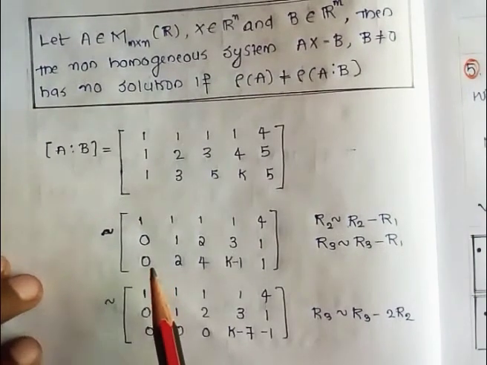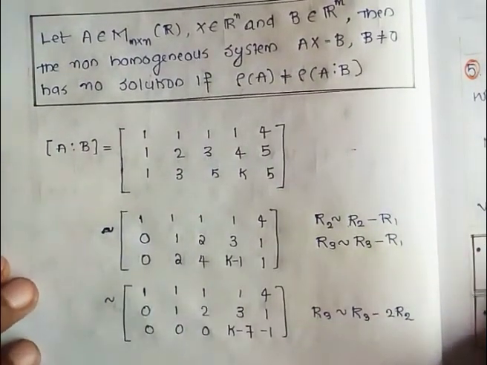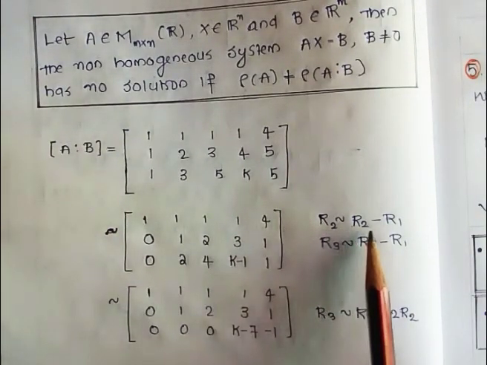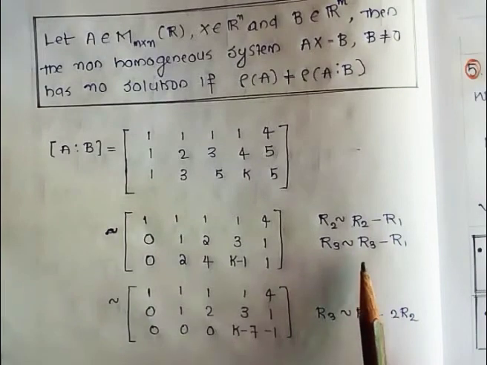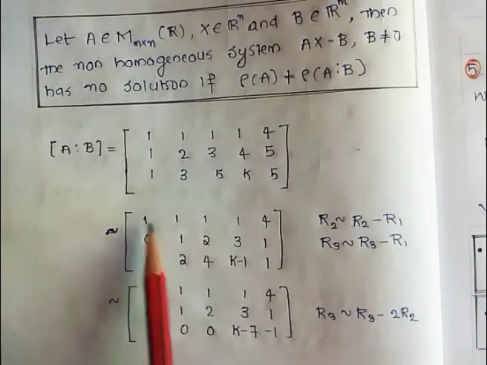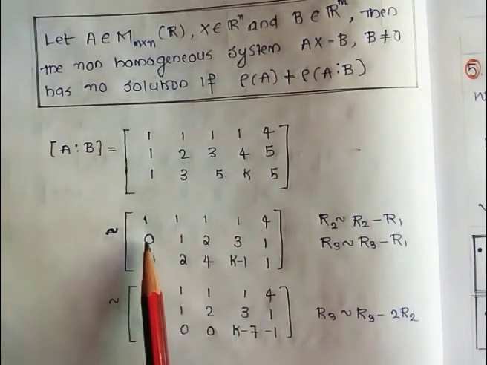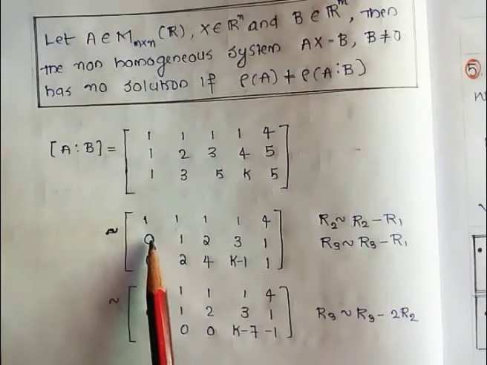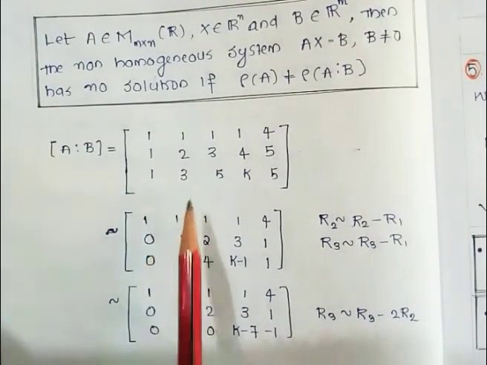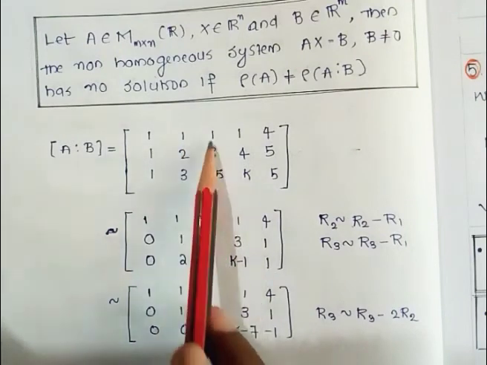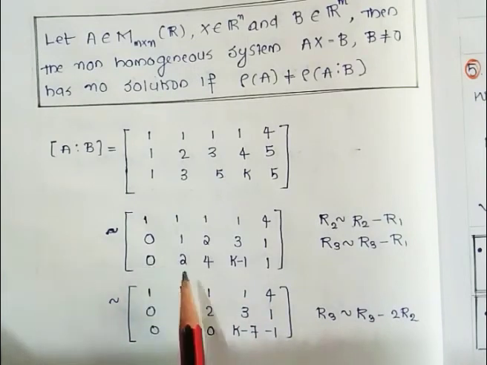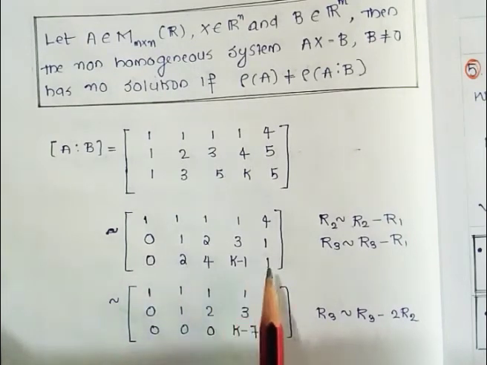Now we apply row operations, that is, we row reduce, where R2 changes to R2 minus R1 and R3 changes to R3 minus R1. So the first row is the same, 1, 1, 1, 1, 4, and the second row, R2 changes to R2 minus R1: 1 minus 1 is 0, 2 minus 1 is 1, 3 minus 1 is 2, and the rest of these elements. Similarly for R3 we get 0, 2, 4, k minus 1 and 1.